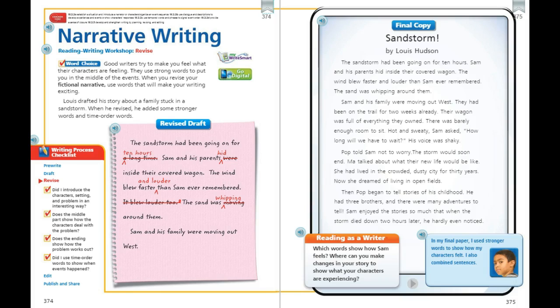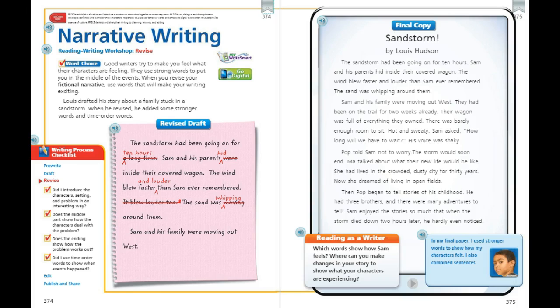The sandstorm had been going on for 10 hours. Sam and his parents hid inside their covered wagon. The wind blew faster and louder than Sam ever remembered. The sand was whipping around them. Sam and his family were moving out west. They had been on the trail for 2 weeks already. Their wagon was full of everything they owned. There was barely enough room to sit.